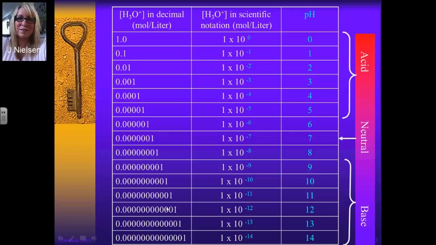This just shows you the chart of pH and the hydrogen ion concentration. So as I was telling you before, 1 times 10 to the minus 3 is a pH of 3. 1 times 10 to the minus 10 is simply a pH of 10. 1 times 10 to the minus 13 is a pH of 13.